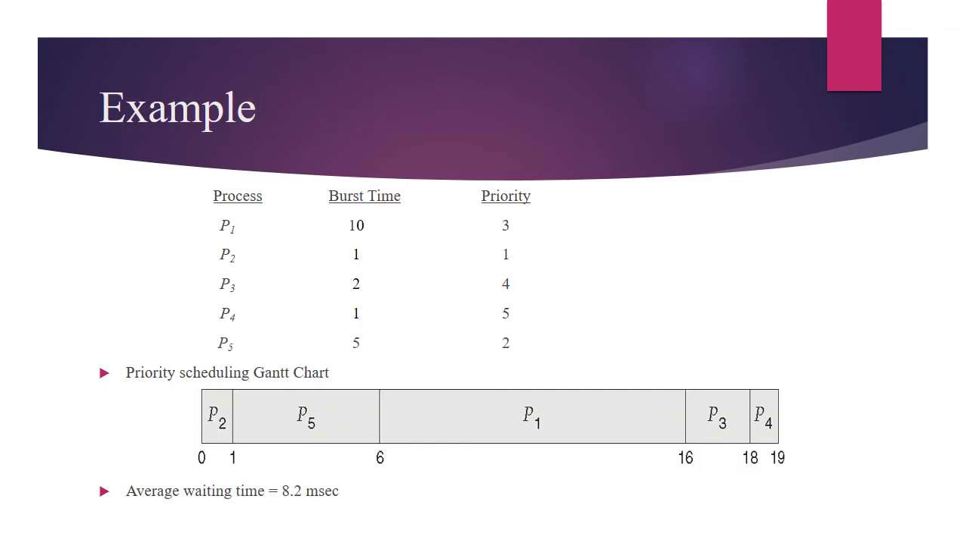For example, we have processes P1 to P5, their burst times are given and their priorities are given. As we can see, P2 has the highest priority, then we have P5, then P1, then P3, and then P4. We will make a chart of these processes on the basis of their priority and calculate the average waiting time. Like the previous algorithms, we will get 8.2 milliseconds for this numerical.